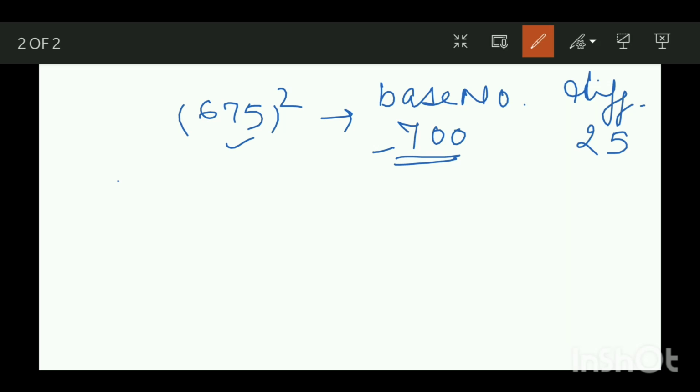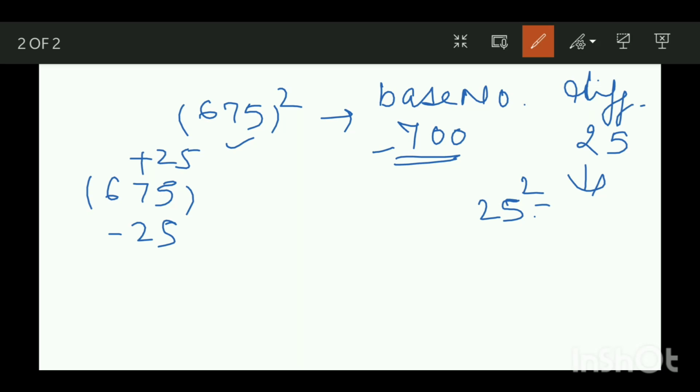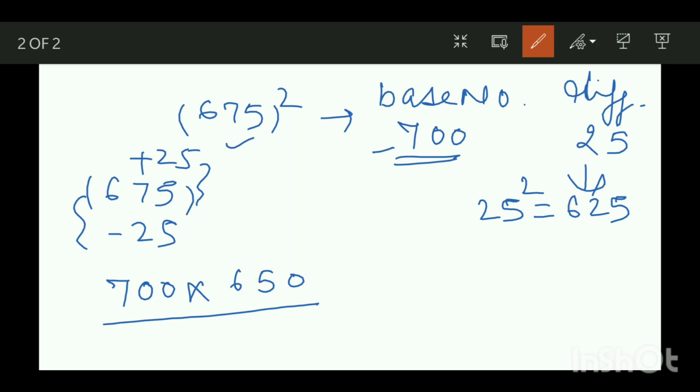Now the second step, we will add 25 and subtract 25 from 675, and we will write down the square of 25, which is 625. Now in the next step, we will add this and get 700, and when we subtract this, we will get 650. So here there are 3 zeros, so we have to remove 3 zeros. For this we have to divide it by 1000, and here check, yes, we can divide it by 1000.